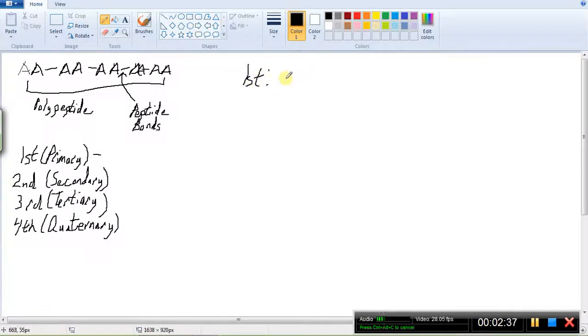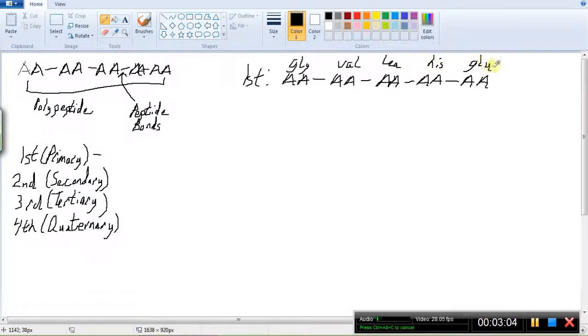So the primary structure of a protein is just the order of the amino acids. Because if you remember, there's 20 different kinds of amino acids, and so it would just be the order that those amino acids are in. So we could have glycine, and then maybe valine, and then leucine, and then histidine, and maybe glutamate. And like I said, you don't need to know these names. These are just some abbreviations for some of the 20 different amino acids. And so this would be the primary structure.